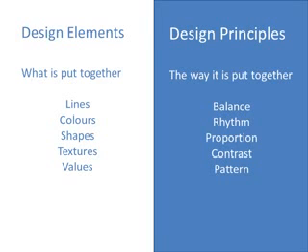So I liken the elements and principles to a recipe. The elements are what is put together, the ingredients. So the ingredients that artists use are lines, colors, shapes, textures, and values. The method, the way they put them together, includes balance, rhythm, proportion, contrast, and pattern.